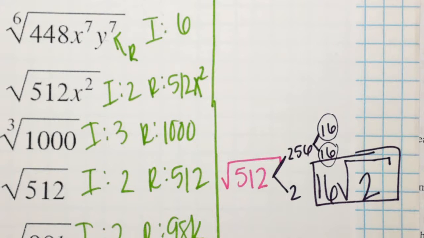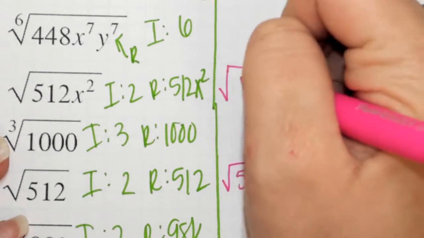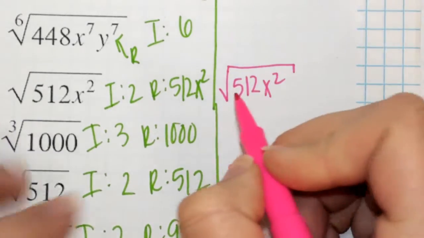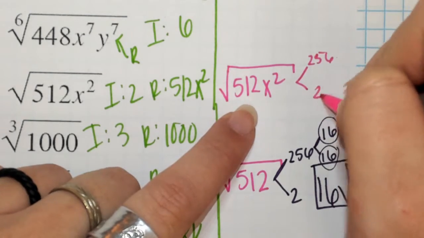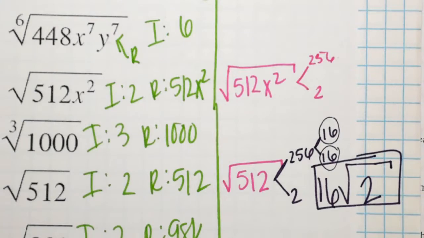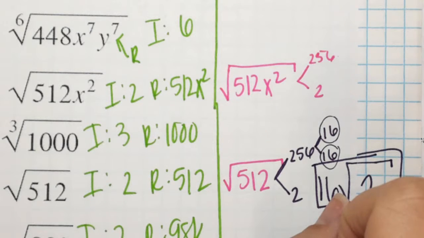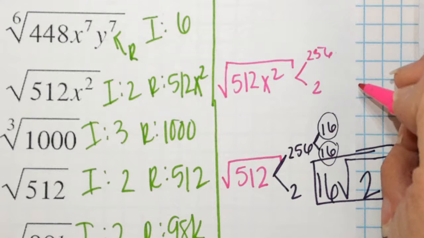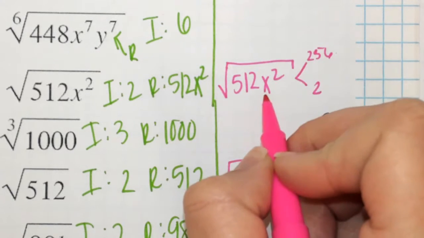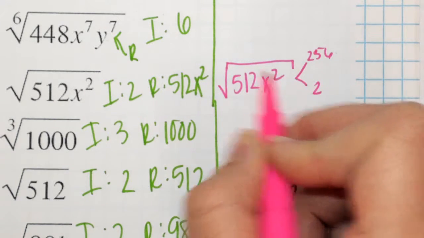All right, are we ready to look at the one with 512x squared? It's super easy. Now, we know that for 512 we get 256 and 2. If you need 2 of the same number to be able to take the square root, how many x's do we have in x squared? You have 2. So is one of them going to go outside? Remember, you need 2 of the same number. So do you have 2 x's? Yes. So you take 1 out.